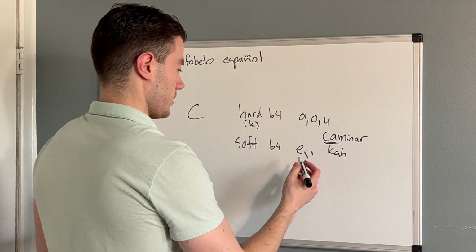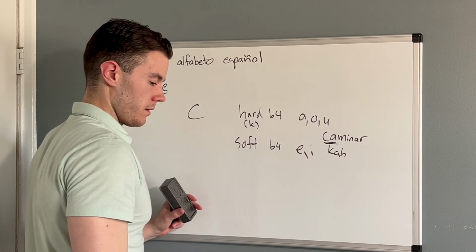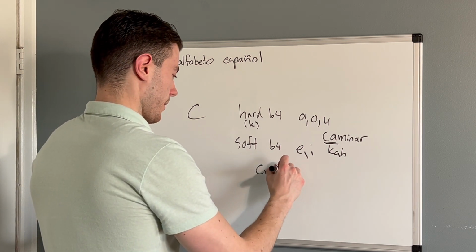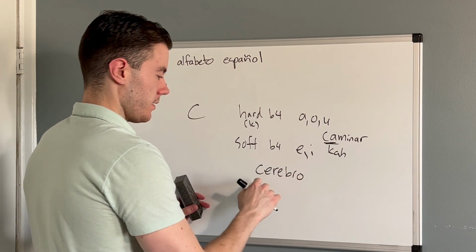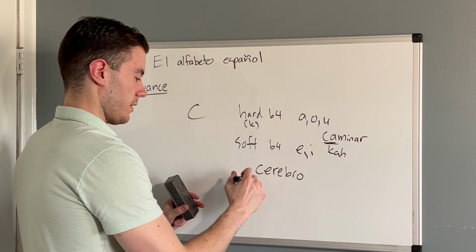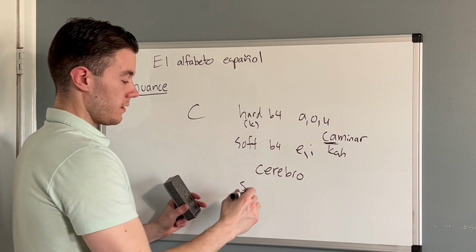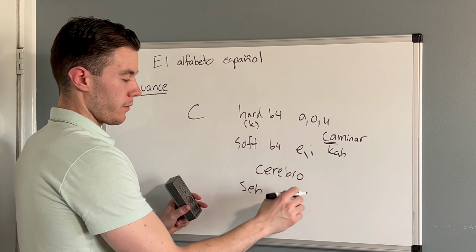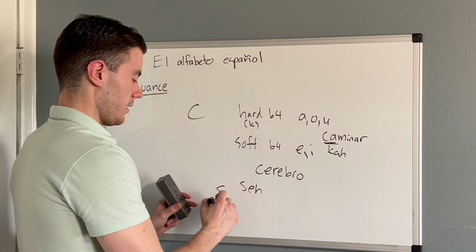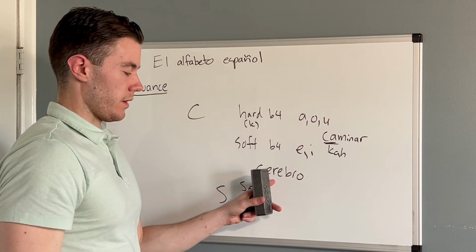Soft, what does it sound like? Soft, cerebro, brain, sounds like the letter S. Cerebro sounds like the letter S. Cerebro.